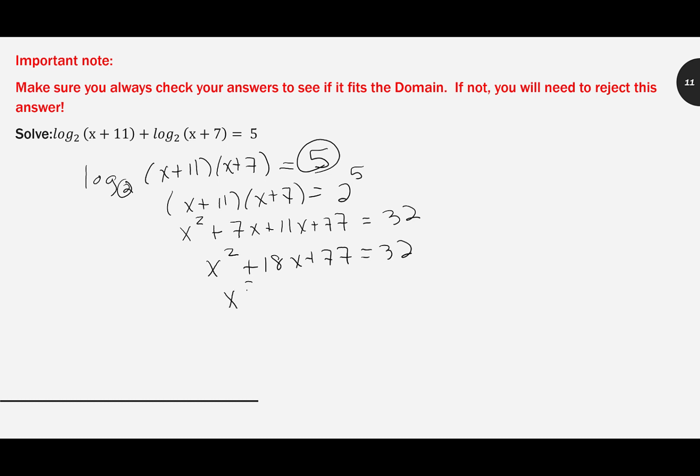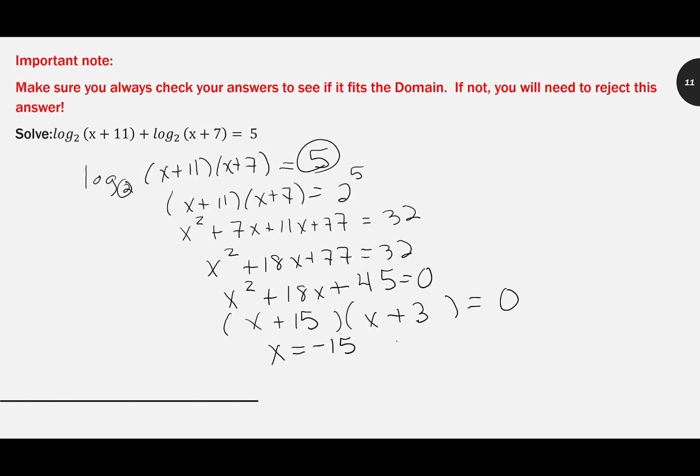Let's bring that 32 over. x squared plus 18x plus, when we bring the 32 over, I get 45 is 0. So I'm looking for factors of 45 that add up to 18, so that'll be x plus 15 and x plus 3. This says x equals negative 15. This says x equals negative 3.